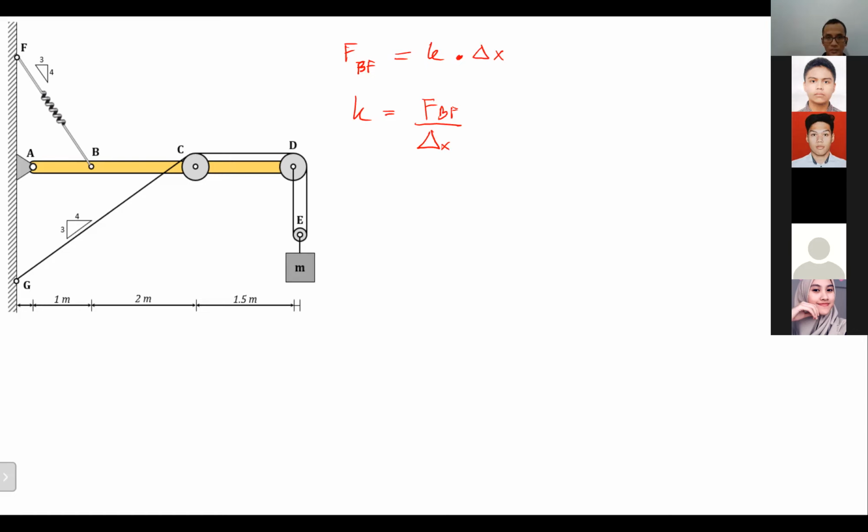Like what I normally told you guys. So basically what you're supposed to do is to draw the free body diagram, right? You can draw the free body diagram like this. The unknowns there are Ax, Ay, and FFP, right?